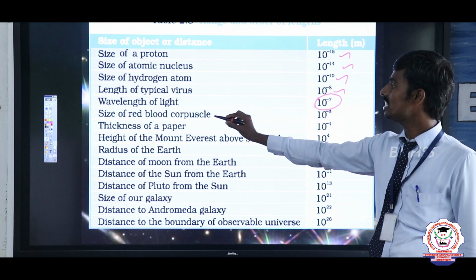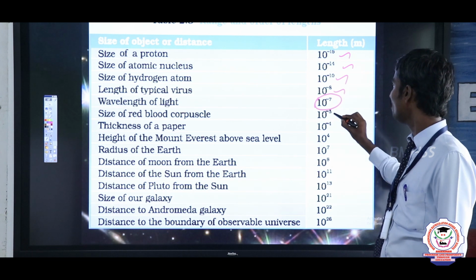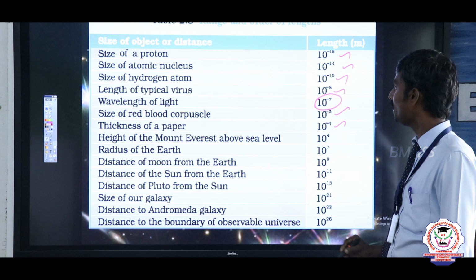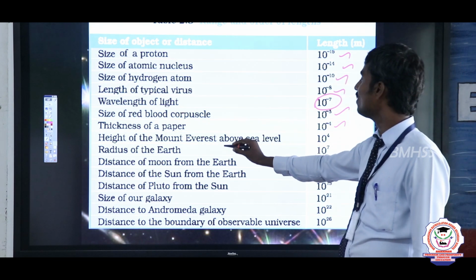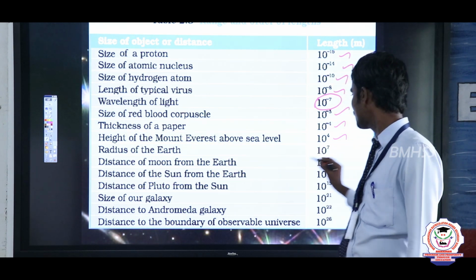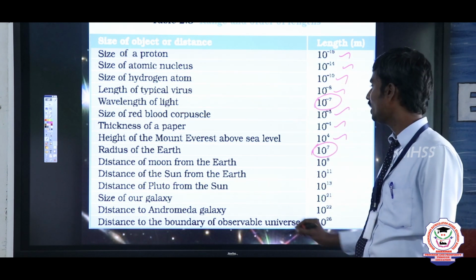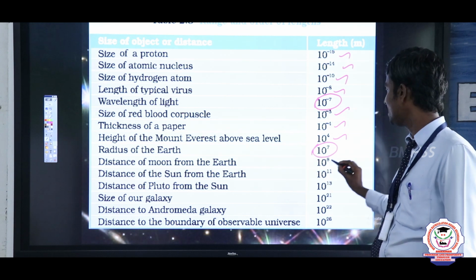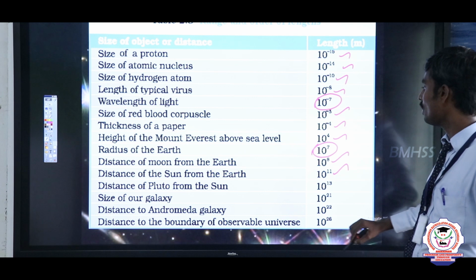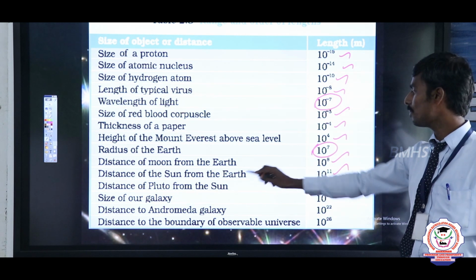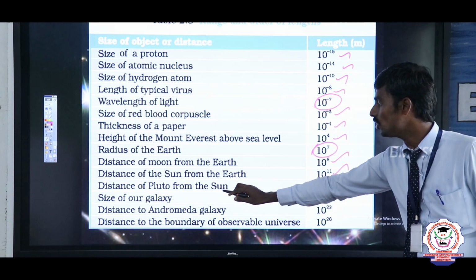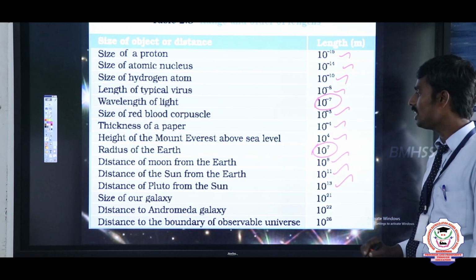And size of red blood cells 10 power minus 5 meter. The next one is thickness of our paper 10 power minus 4 meter. And the height of the Mount Everest above the sea level 10 power 4 meter. Then radius of the earth is a very important value, 10 power 7 meter. The distance of the moon from the earth is 10 power 8 meter. Distance of the sun from the earth is 10 power 11 meter. Distance of Pluto from the sun is 10 power 13 meter.